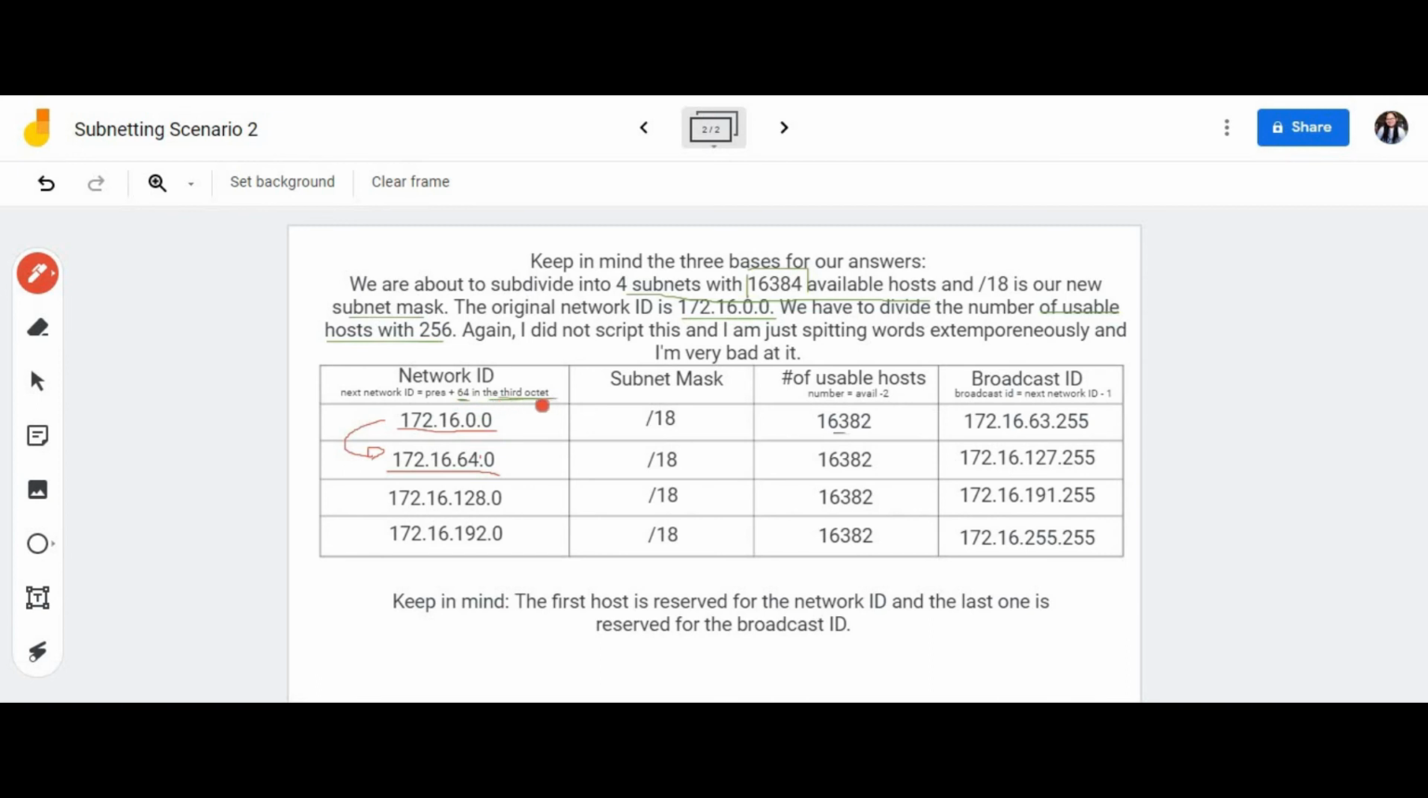So what is the third octet in our network ID presented here? It's this part. Okay, if you're still looking, 172 is the first, 16 is the second, and the 0 here before the other 0 is the third octet. So again, we'll just add 64 in the third octet. We got 64 from dividing 16,384 by 256.